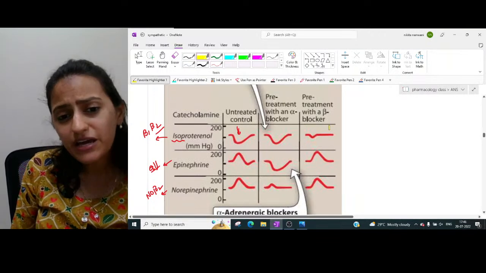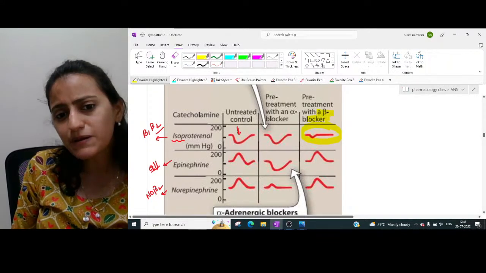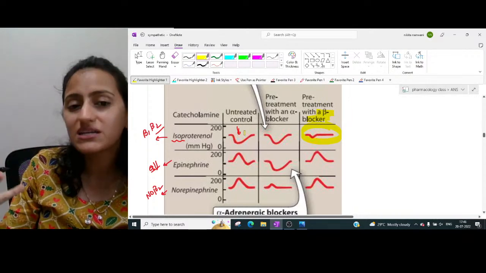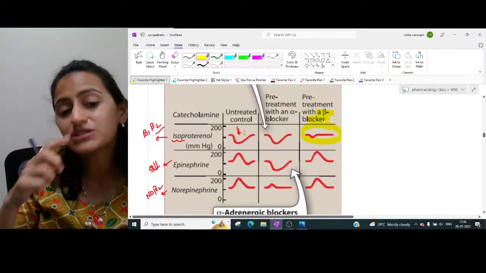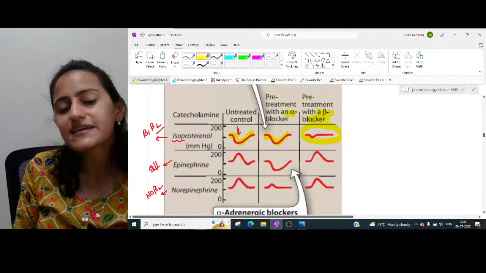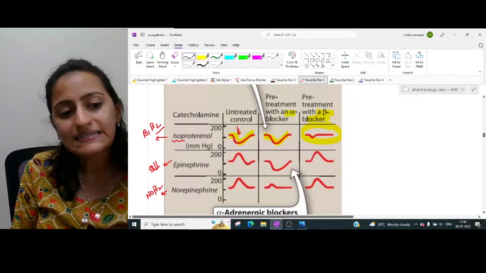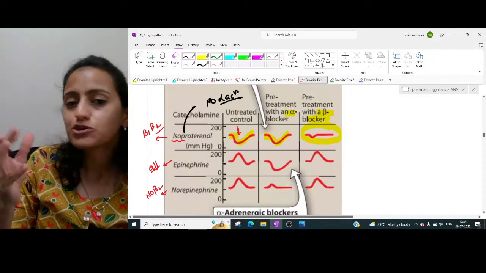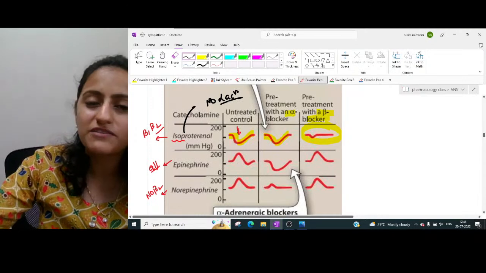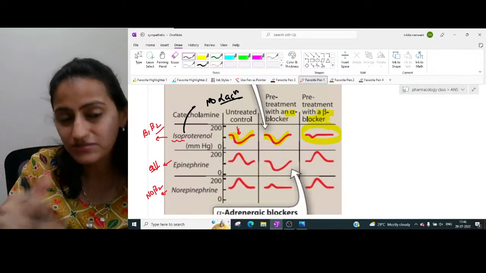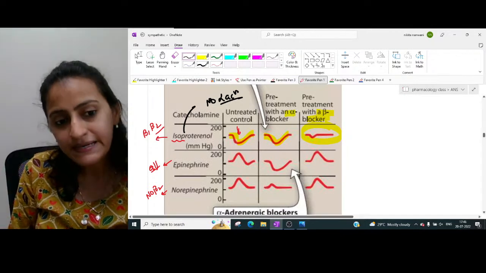Okay, so when you give a beta blocker, this is pre-treatment with a beta blocker, you can see the blood pressure will not decrease because beta relaxation is not happening. When you give an alpha blocker, the effect is the same. This shows you that isoproterenol has no alpha action. So whether you give an alpha blocker or you don't, it's not going to change the effect of isoproterenol. That is how the questions will be framed.